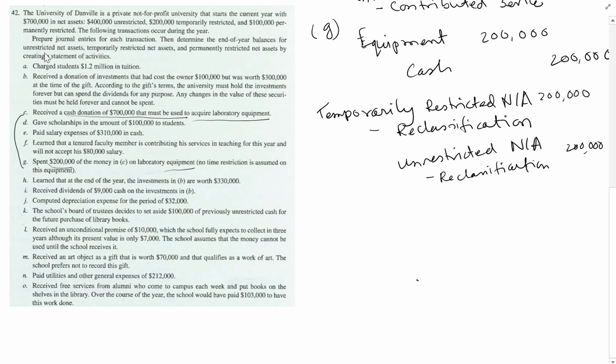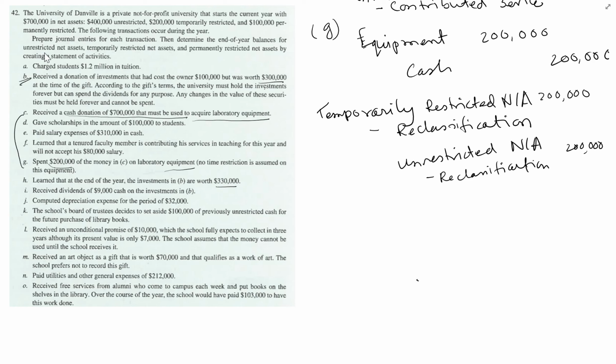Now let's do the next one. Number 8, they learned that at the end of the year, the investment in B is worth 330,000. So in B, we recorded an investment as per the fair value. The value was 300,000. Now it increased 30,000. So it's a very regular journal entry that you probably did in your intermediate course, that your investment value is increasing and you are not selling the investment.